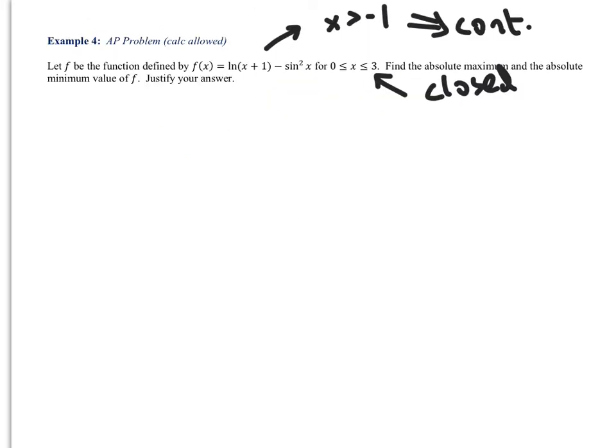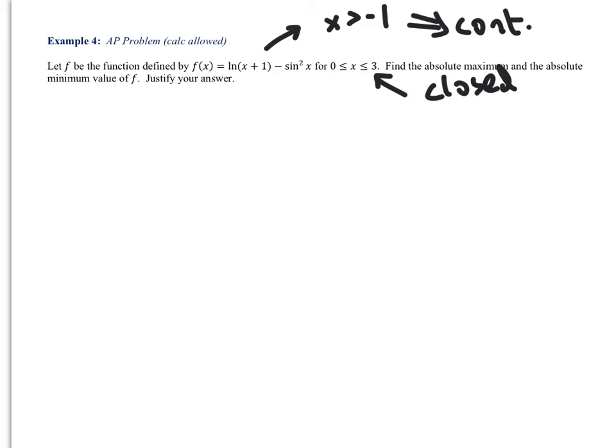Okay, example 4, this is a calculator allowed problem. Let f be the function defined by the following. For x between 0 and 3, which is a closed interval, find the absolute max and absolute min value of f. Justify your answer. Okay, so in order for the natural log of x plus 1 to even exist, x has to be greater than negative 1.